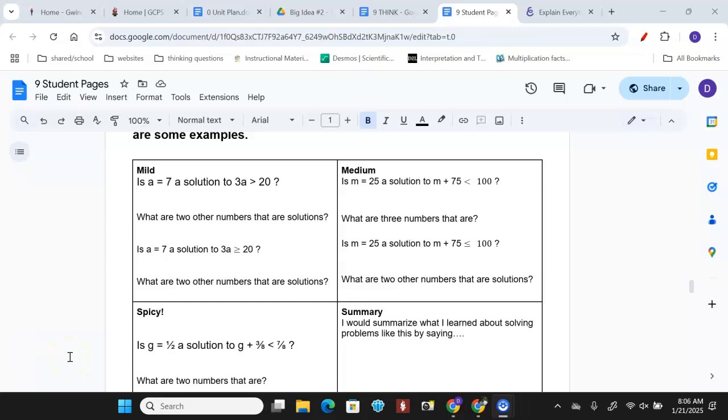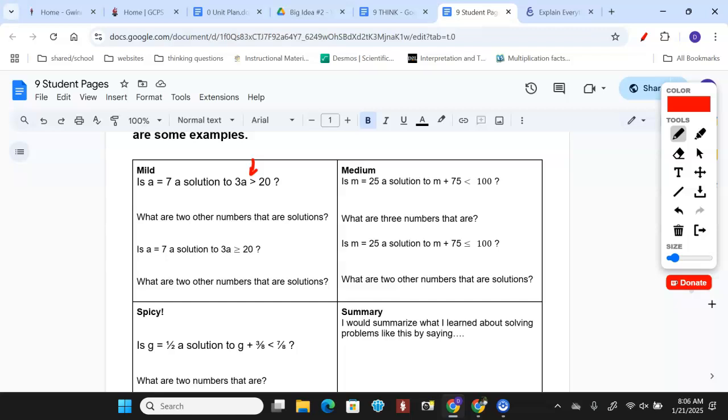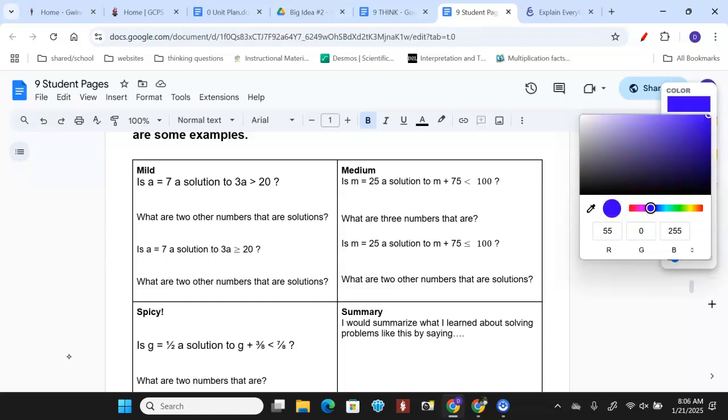All right, let's get to some notes examples here. Let's start mild. You'll notice mild has the familiar old symbol here, and then we'll get to the new symbol here. I'm tired of red. I'm going to switch colors. Let's go blue. Is a equals 7 a solution to 3 times a is greater than 20?